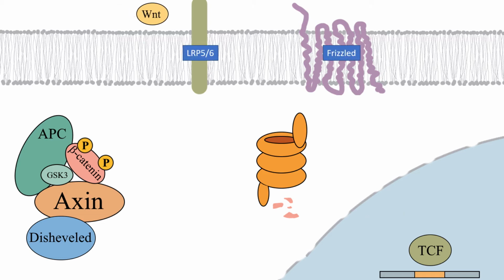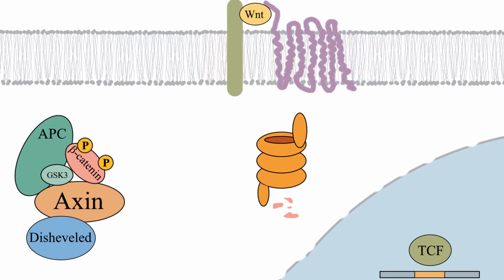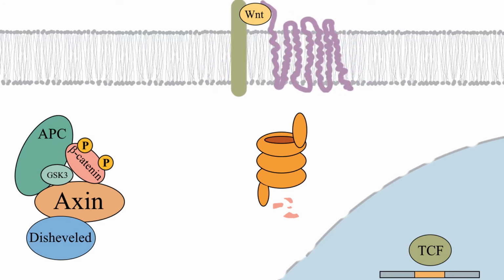Wnt can interact with two transmembrane receptor proteins called Frizzled and LRP5 and 6. With the presence of Wnt, the separated proteins come together and form a complex at the membrane. After this complex forms, it can alter the performance of the degradation complex within the cell.